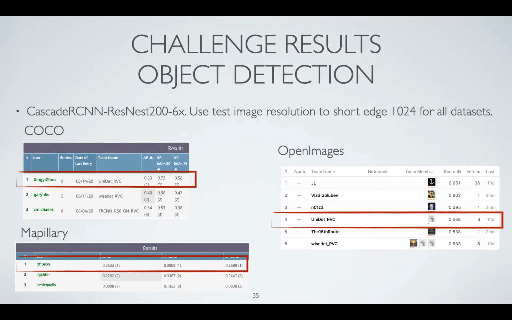And finally, we ranked first on our leaderboard compared to other RVC entries. It's also remarkable that our models are among the top-tier performers compared to other dataset-specific models.